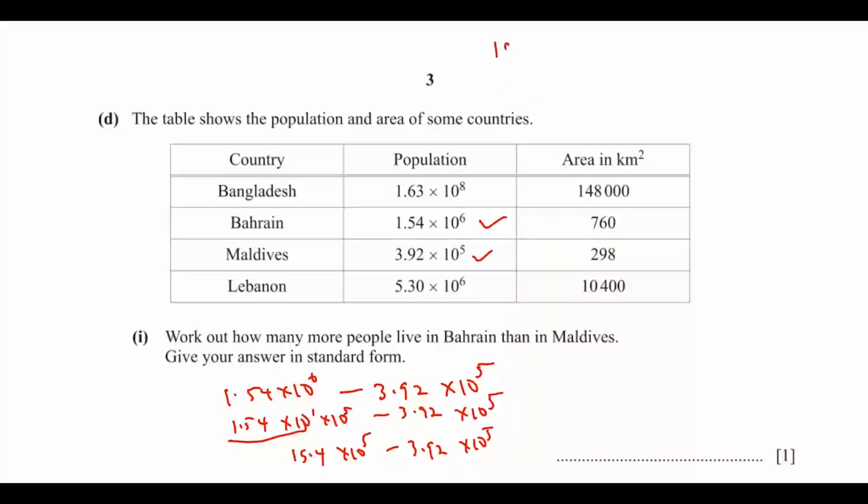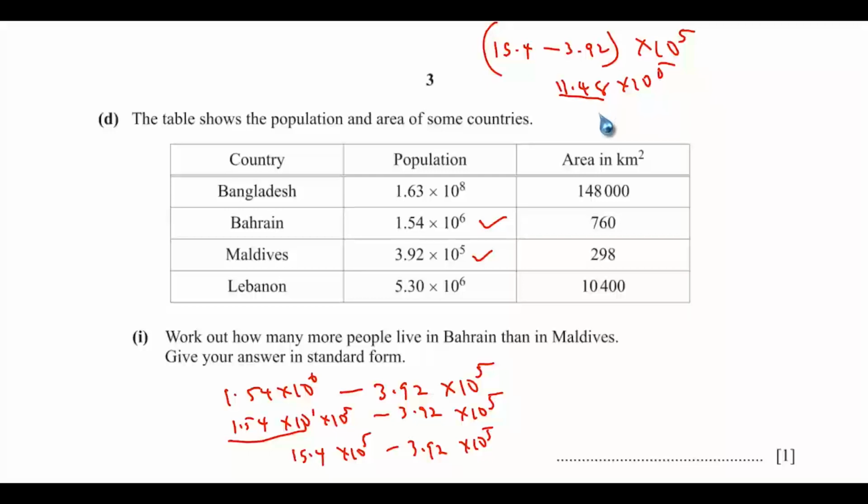So we can write it as 15.4 minus 3.92, this times 10 to the power of 5. Just pick one since they are raised to the same power. If you do this, this will give you 11.48 times 10 to the power of 5. But you cannot leave your answer like this because this is not in standard form. To be in standard form, the number must be between 1 and 10, with 1 included and 10 excluded.